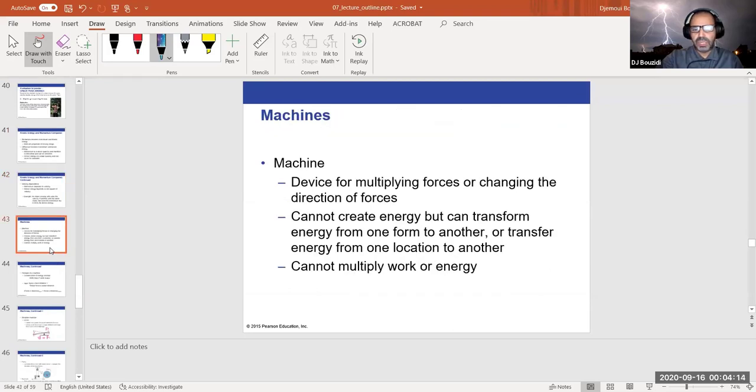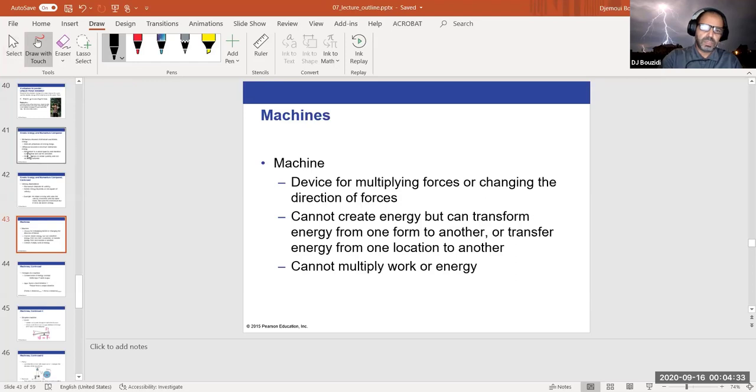Here are the simple machines that I talked about. We already talked about a couple of machines so far. Actually, I mentioned the third one, the lever. So those are some of the machines that we need to know on a regular basis: the lever, the incline, and also the pulley. Those are the three machines that we deal with.